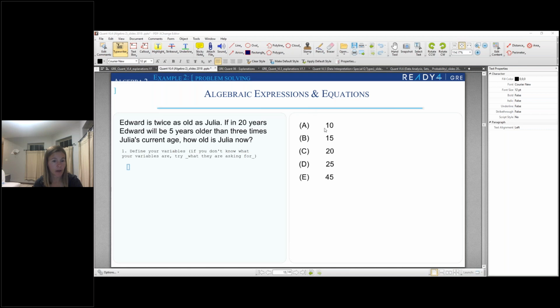Nice, exactly. So we want to be very clear in these. This is the most common mistake that people make, is that they don't keep track of their time frames. So let E equal Edward's age now. Let J equal Julia's age now. The reason I say that is it can be very tempting, where they're saying 20 years from now, to just use E again. Edward's age is E. His age in 20 years is going to be E plus 20.